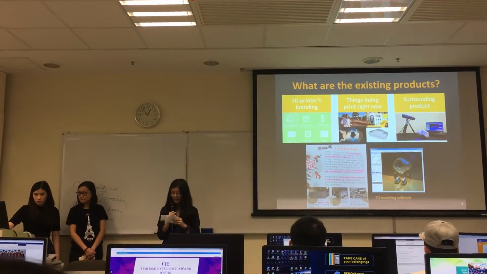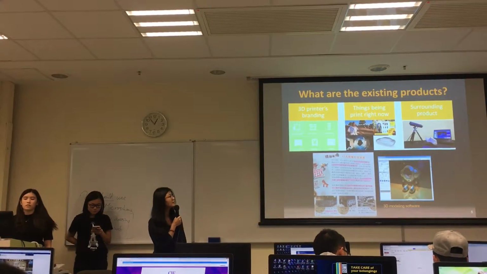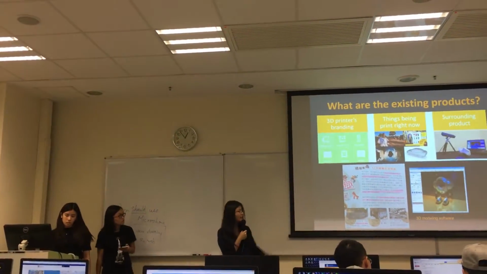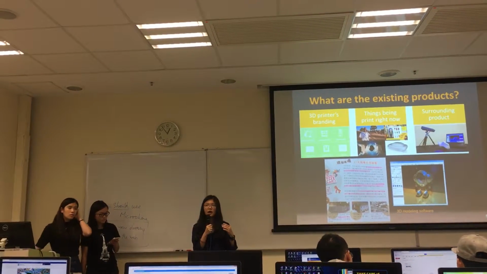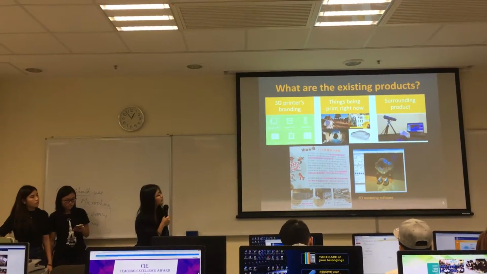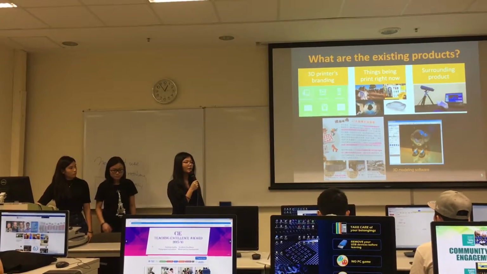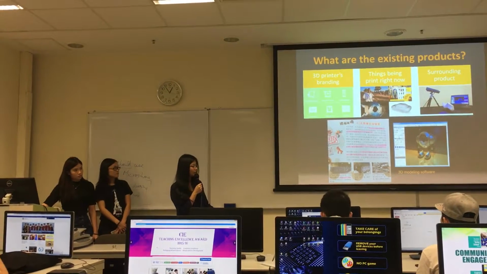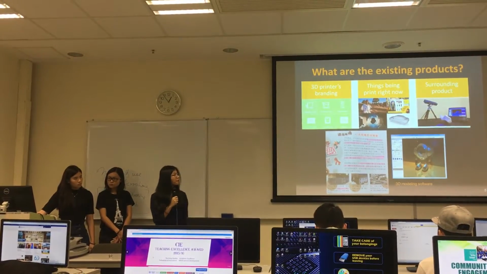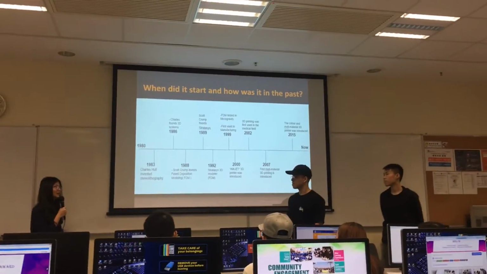And this is our existing product. I classify it into three catalogs, which are 3D printers, the things being printed, and surrounding products. Here is a news item about 3D printing being used in the RT. So also I would like to introduce you to the 3D scanner. It's a surrounding product. It supports the 3D printer to have a more simplified or specific printing work. Yeah. So then I will pass to Benny and he will introduce the history.